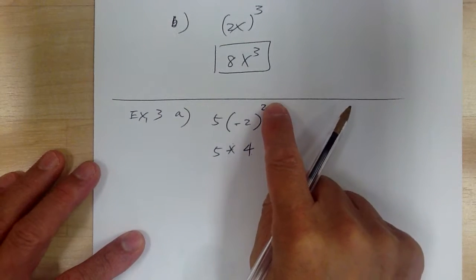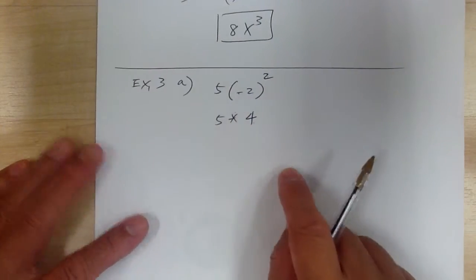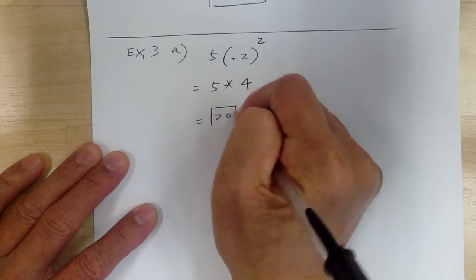So you need to apply the power rule first. Okay? Then after that you apply the multiplication. Right? So you need to know your order of operations. So this is equal to 20. And that's it.